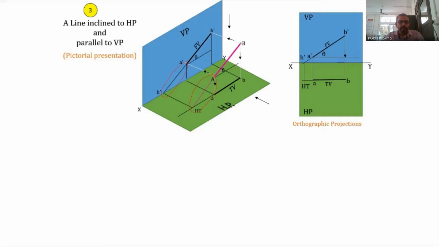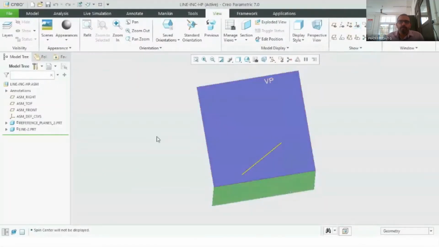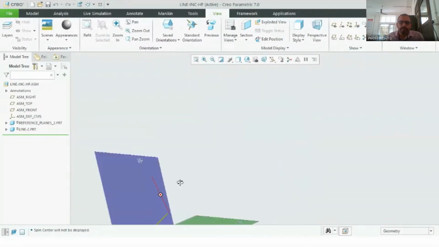Now let us see this particular thing in our Creo. So in Creo, this is the situation.